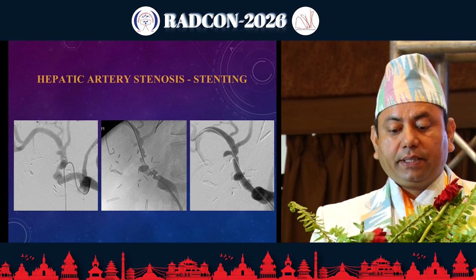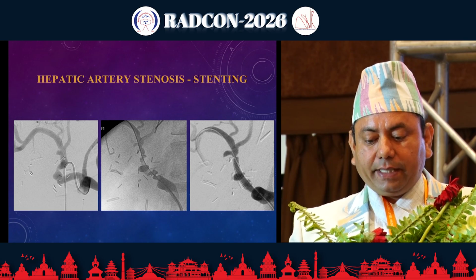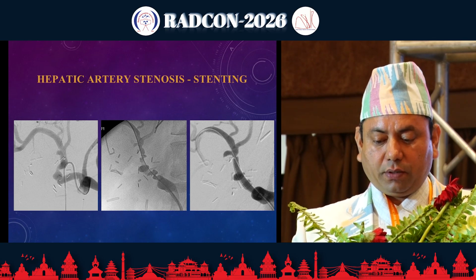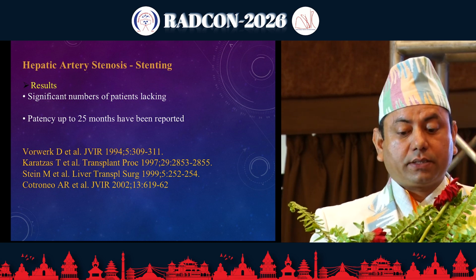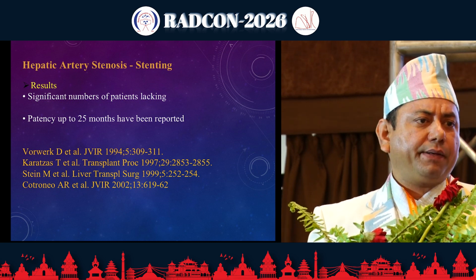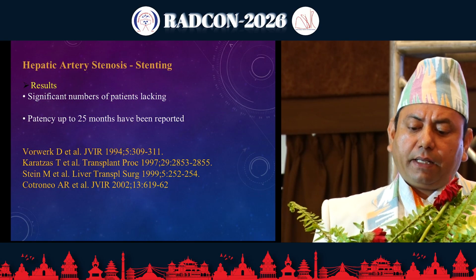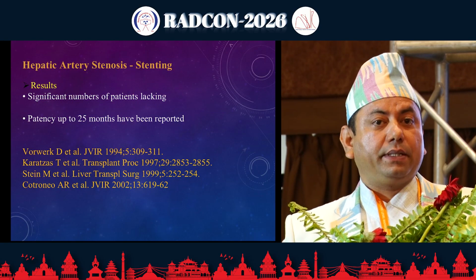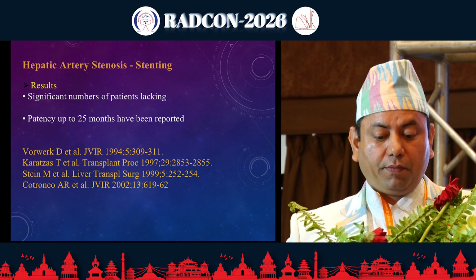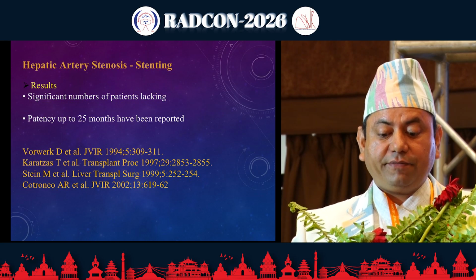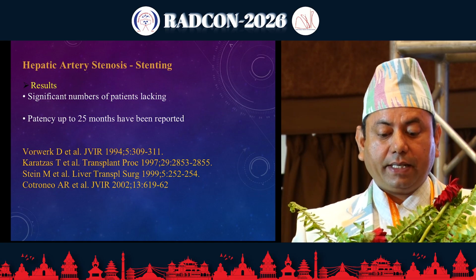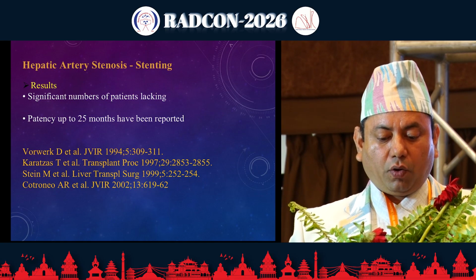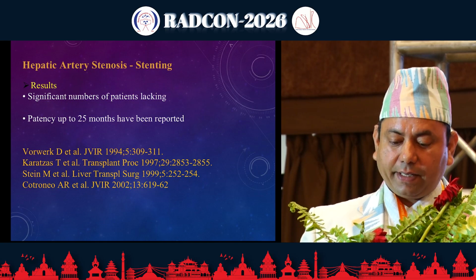In hepatic artery stenosis, we do the stenting, we put the stent, and then we see the normal flow. For stenting, the results are significant, though the number of patients is lacking, and patency up to 25 months has been reported, as cited by Warwick D. et al. in JVIR in 1994, and others, Sakas et al., Steen M. et al., and Cortreno R. et al. in JVIR in 2002.